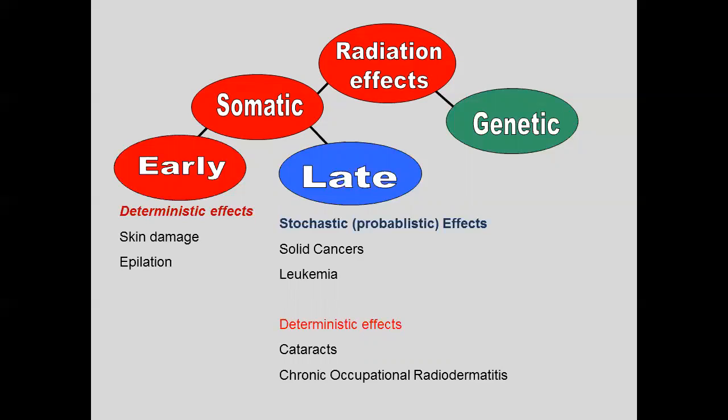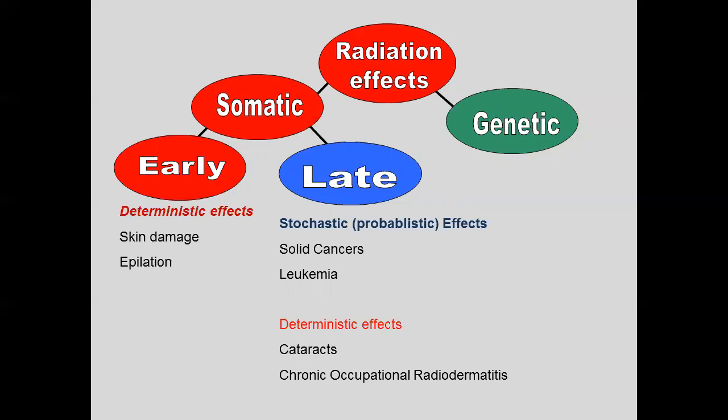Two late effects that pertain to interventional fluoroscopy, or even diagnostic fluoroscopy if you do a lot of them, are two deterministic effects: cataracts and chronic occupational radiodermatitis. So this is hair loss and dry, scaly skin over a lifetime of being exposed to radiation, okay? Now, early deterministic effects: if you ever get early skin damage and loss of hair from being a fluoroscopic operator, you're really messing up, okay?